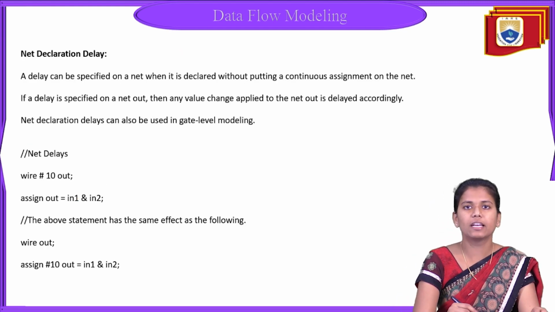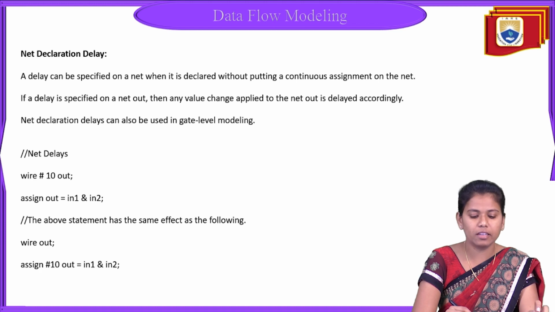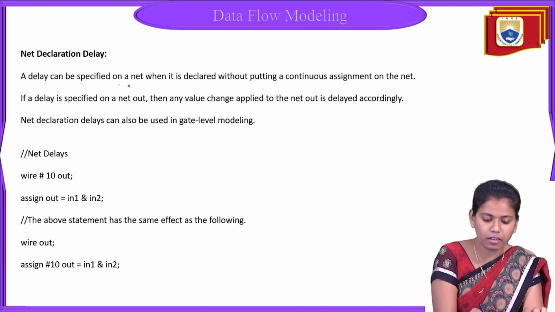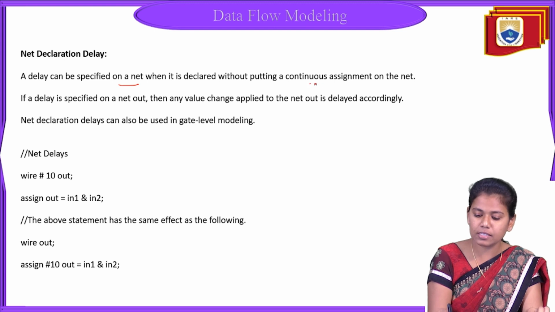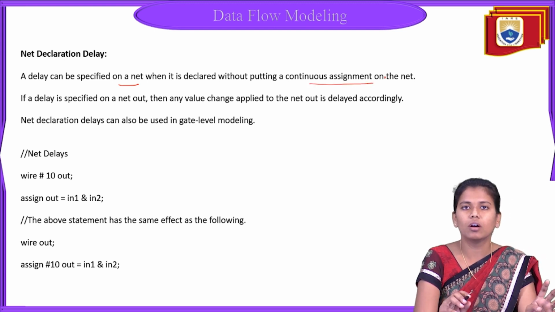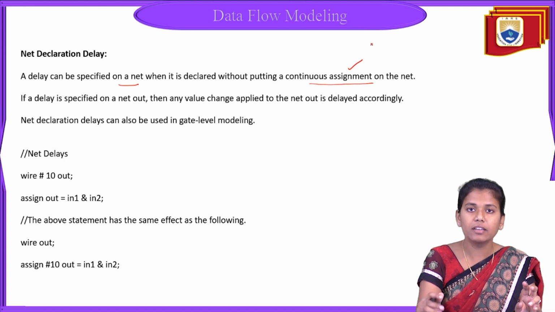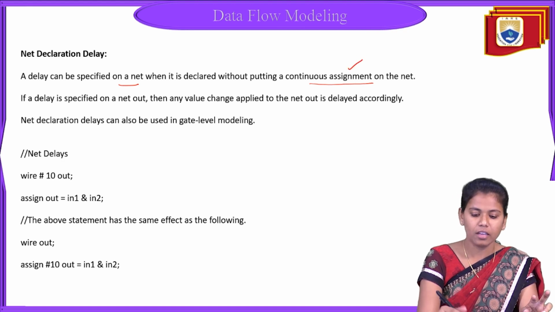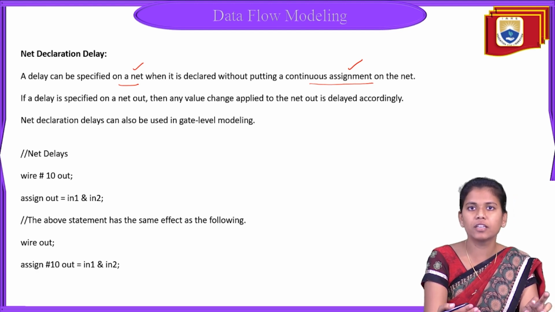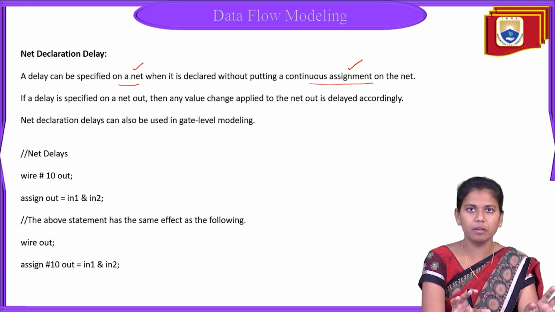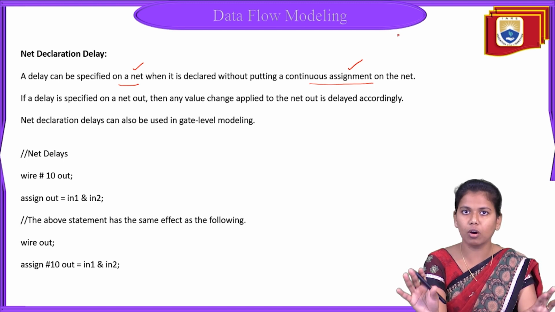Coming to net declaration delay. What does this net declaration delay specify? It is a delay that can be specified on a net. It's a net declaration, right? So it can be specified on a net without putting a continuous assignment on the net. So not just considering the continuous assignment on a net, it is just specifying a delay on the net in the declaration part. The delay declaration would be only in terms of the net, but not in the continuous assignment on the net.